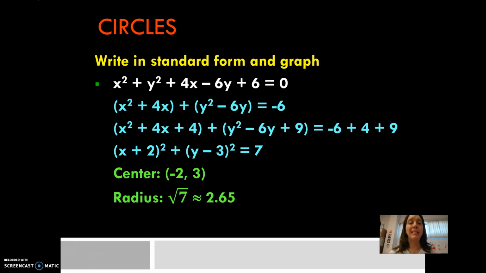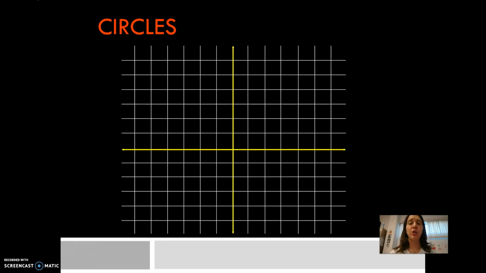Now I have my two pieces that I can use to help me graph in my circle. The first thing I did use was my center. In order to get to that center, I moved left 2 and I moved up 3.